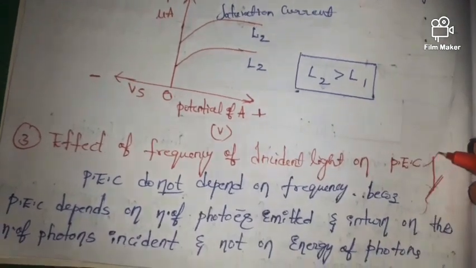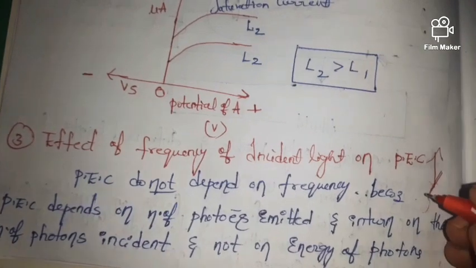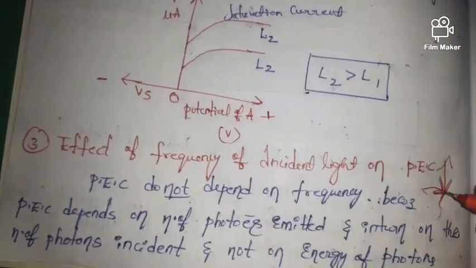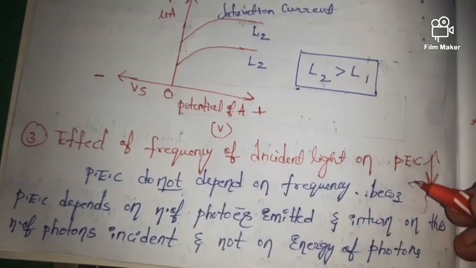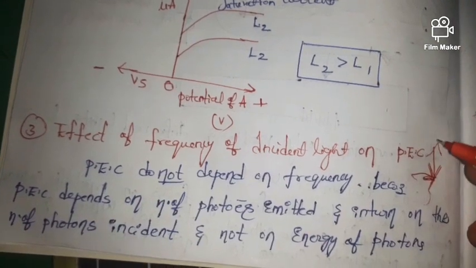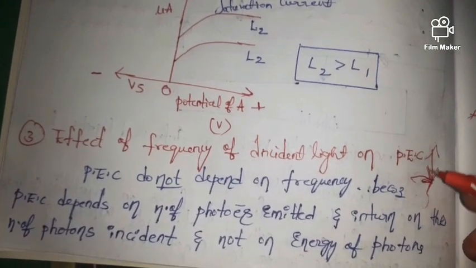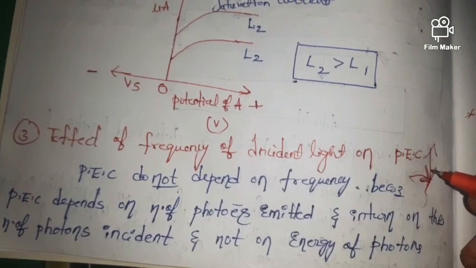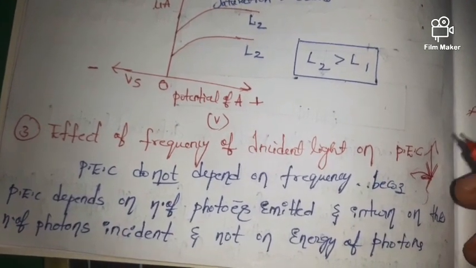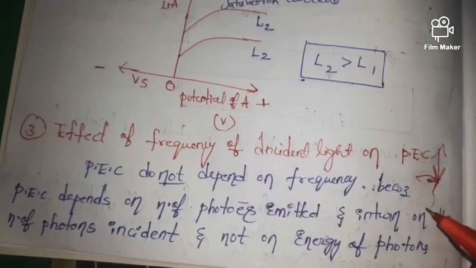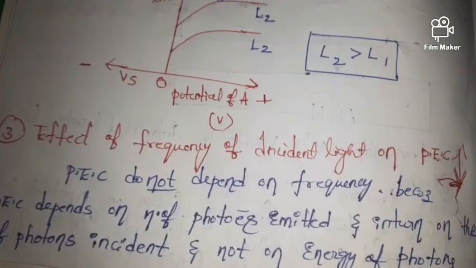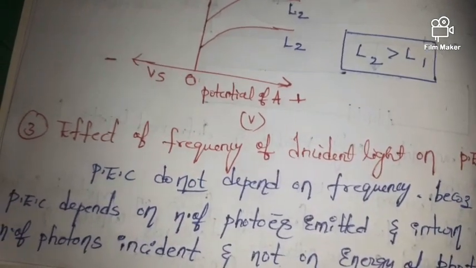Number of photoelectrons emitted and number of photons incident. So here the photoelectric current depends on two factors: the number of photoelectrons emitted and the number of photons incident, and not on the energy of photons. Photoelectric current depends on the number of photons but not on the energy of photons, so photoelectric current does not depend on frequency. Hope you understood this.